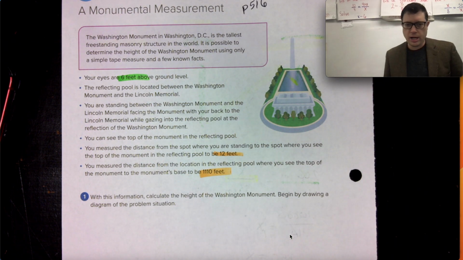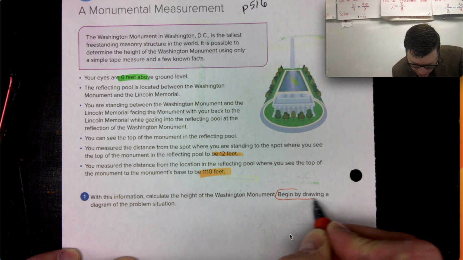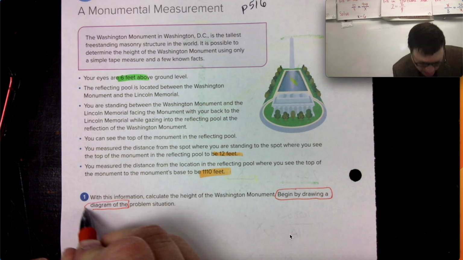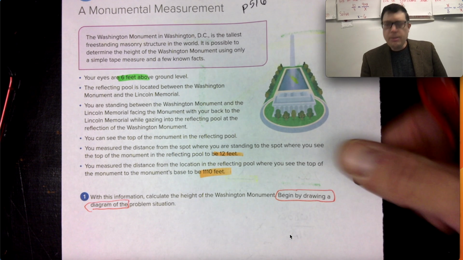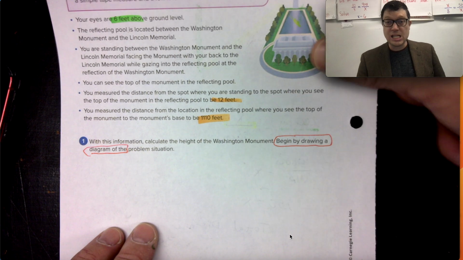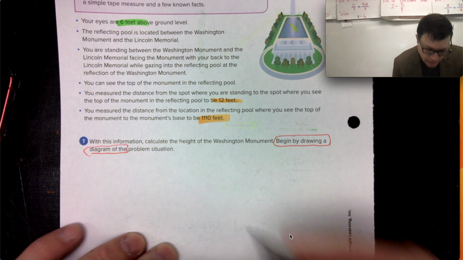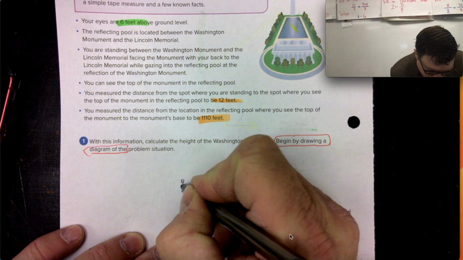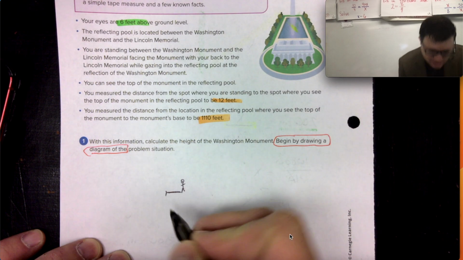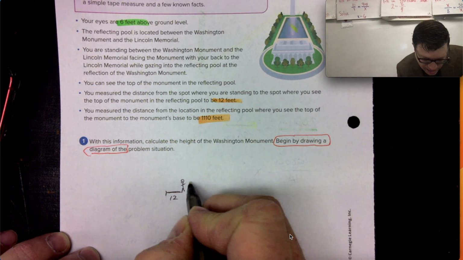I need to start by drawing a diagram. And you know what? Super important. If you're not doing this step, drawing a diagram, what even are you? Because that's the first step to being successful in these problems. So here's me. Here's my distance to the reflecting pool. I've got 12 feet. I've got 6 feet.